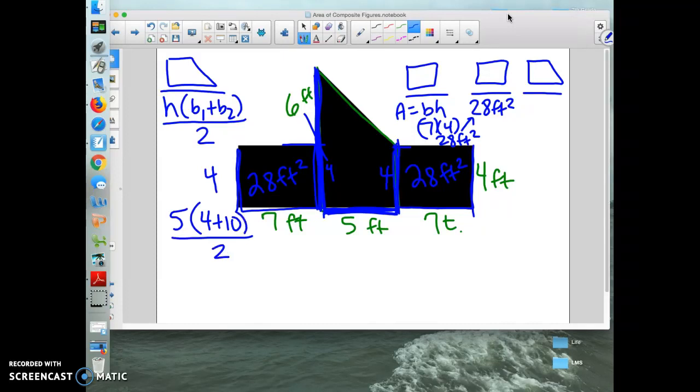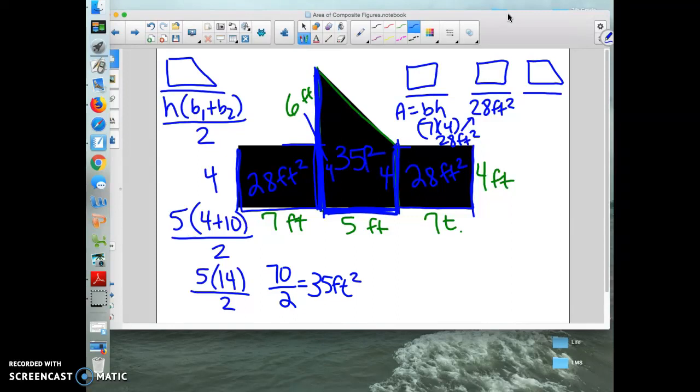This order of operations you really got to pay attention to. So that's 4 plus 10, which is 14. You got to do the parentheses first. Then we have to multiply times 5, 14 and 5, and you'll get 70. And then 70 divided by 2 is 35 feet squared.